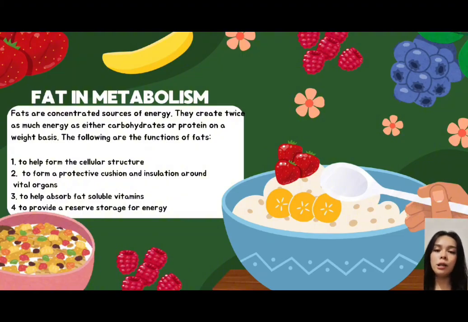So let's proceed to number one. Number one, helps form the cellular structure. Fat is an important part of every cell in our body. It helps build the cell membrane, which protects the cell and controls what enters and leaves. Without enough fat, our cells cannot function properly.